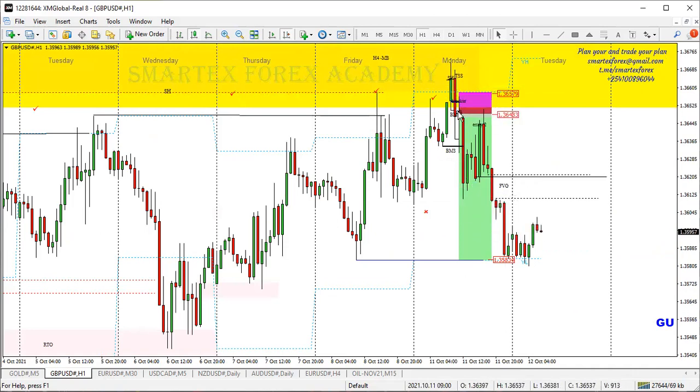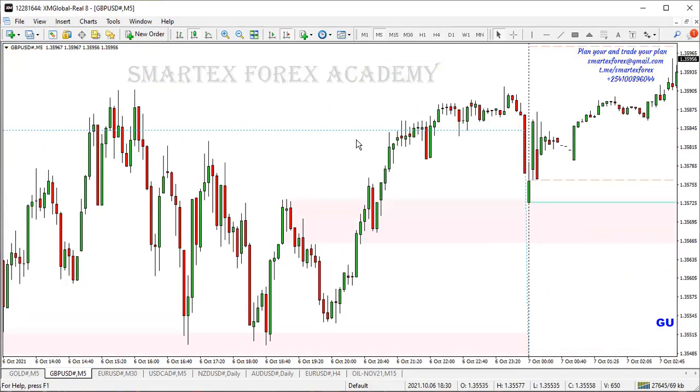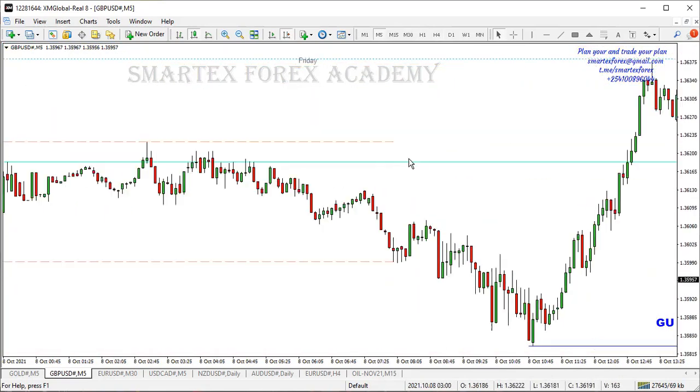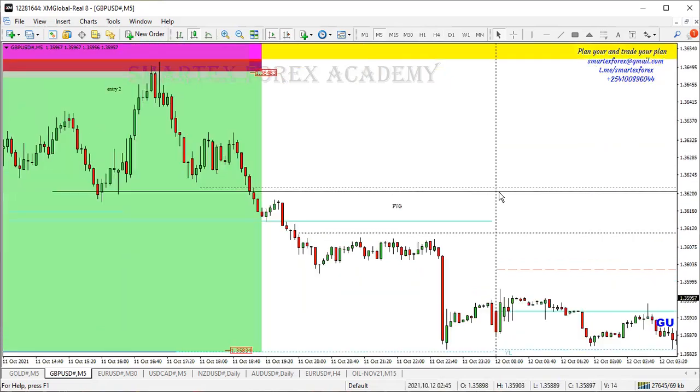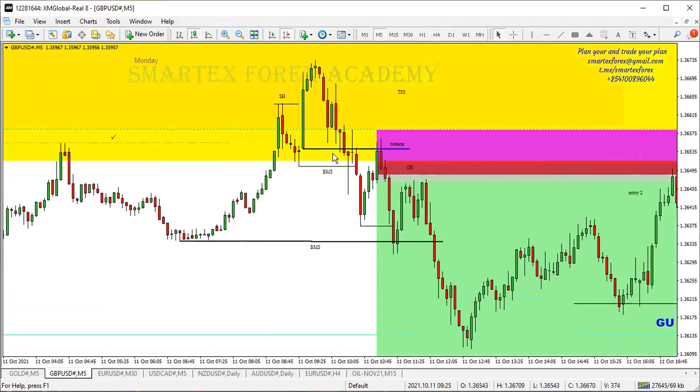So the first entry was above here in the lower time frame. Let's use the M5 and see what we had here. First entry right here. We have a stop hunt, turtle soup, again a false breakout. Now the real break of structure here, so we expect a return to the breaker. This was the return to the breaker, the first entry.